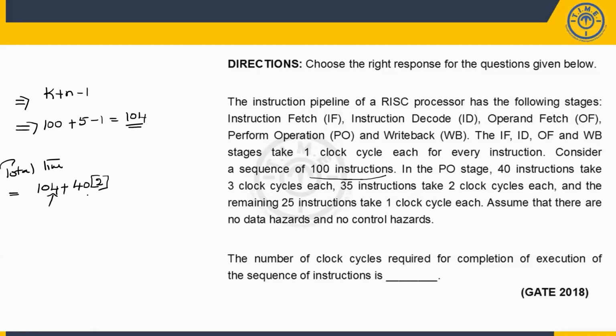40 instructions take 2 additional clock cycles plus 35 instructions take 1 additional clock cycle, so 35 into 1 plus 0. And 25 instructions take 1 clock cycle, which has been covered here. So that will be equal to 104 plus 80, 184 plus 35, which is equal to 219. Am I correct? 219 is the correct answer.